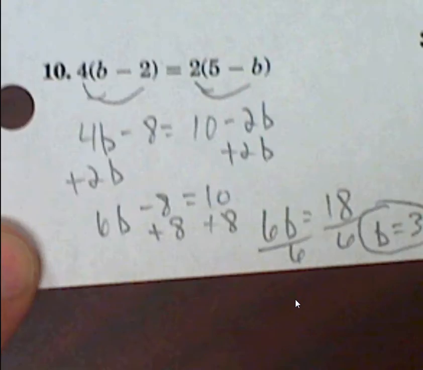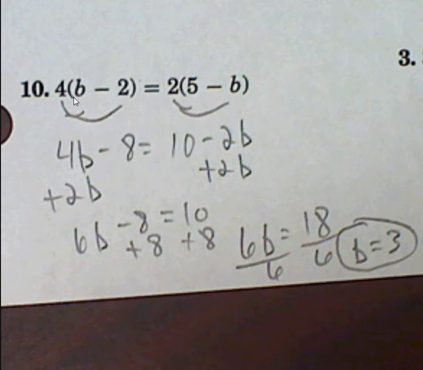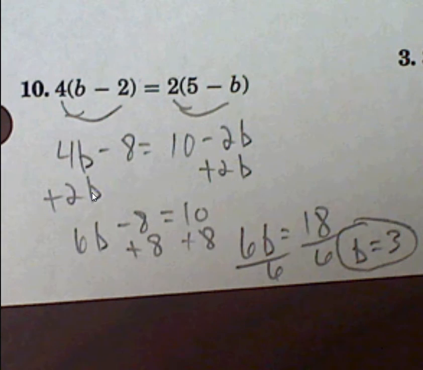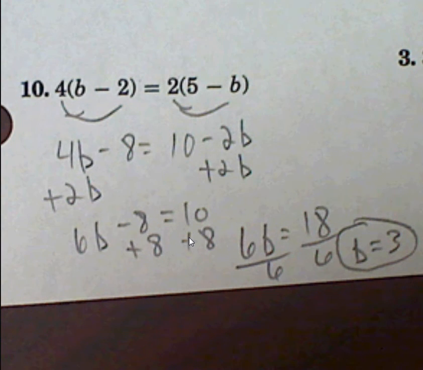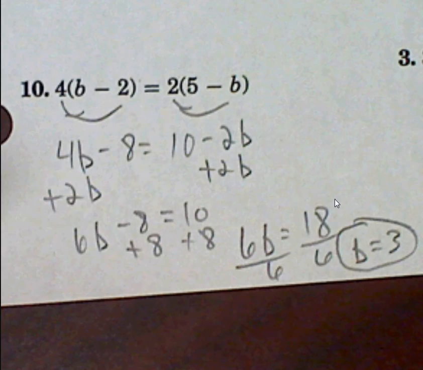Number 10. On number 10, I distribute 4b minus 8, distribute the 2, 10 minus 2b, add the 2b over, because I need to get my variables to the same side, get rid of my constant, add 8 to both sides, 6b equals 18, divide by 6, and I get b equals 3.